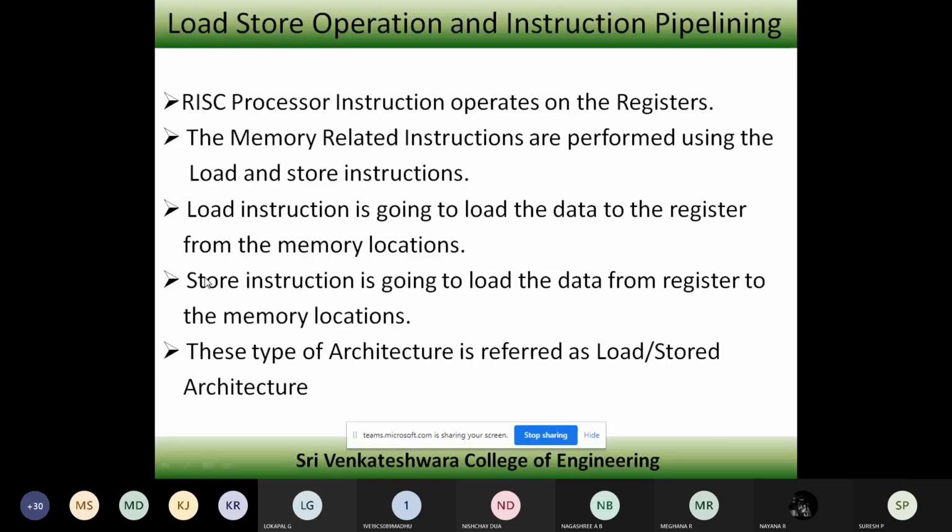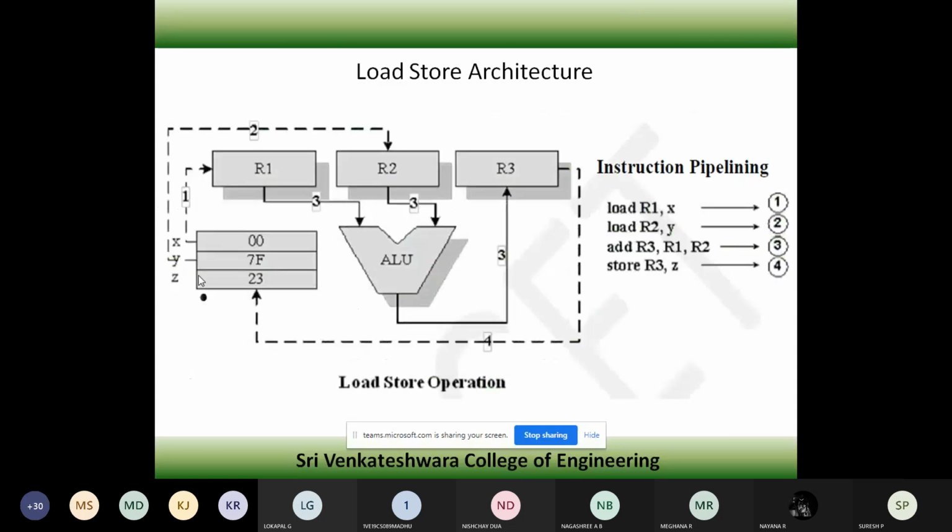Whenever we discuss the RISC architecture, the RISC type of architecture is always referred to as load store architecture. Next is instruction pipelining. We have already gone through it. How many stages does ARM7 have? ARM7 has 3 stages: fetch, decode, and execute. So you can take this as a reference.